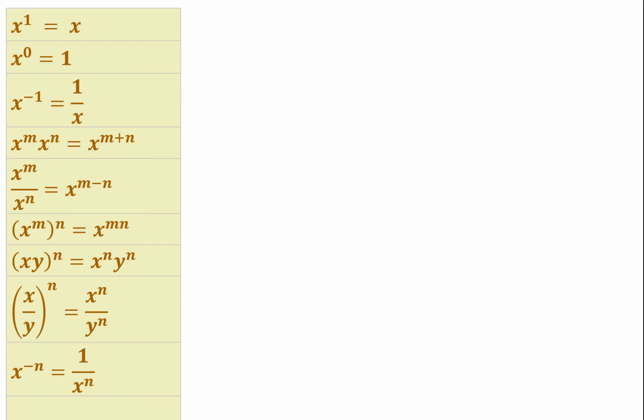For example, if the bases are the same, like 3 to the second power times 3 to the fifth, we understand that they're all factors of threes. And how many of them do I have? I have a total of 7 of them. So that's 3 to the 2 plus 5 power, or 3 to the seventh. There are 7 factors of 3.